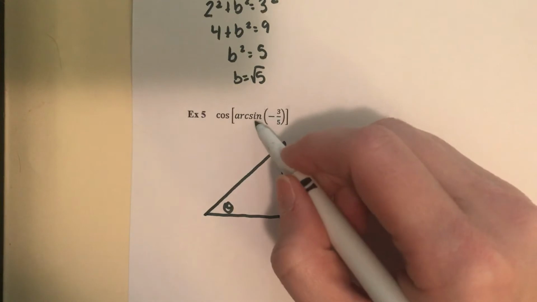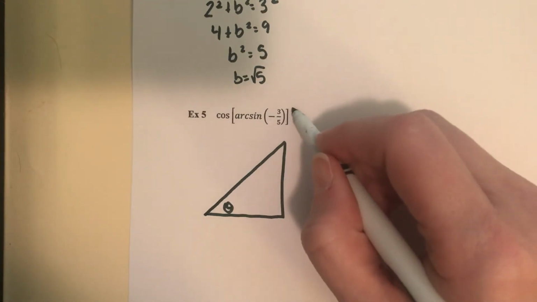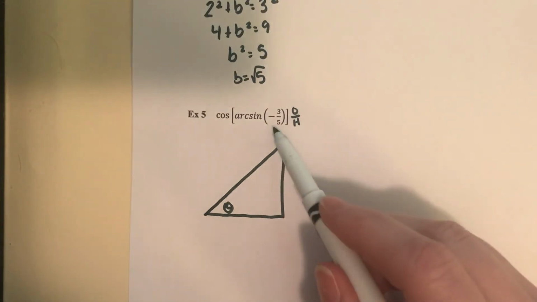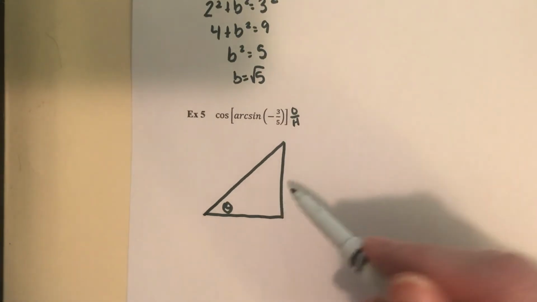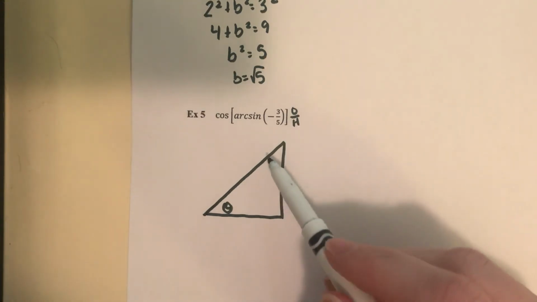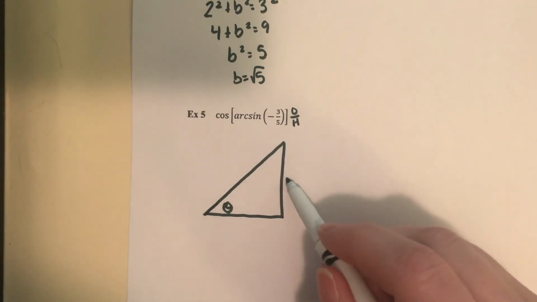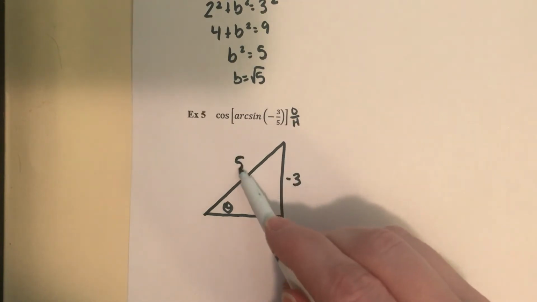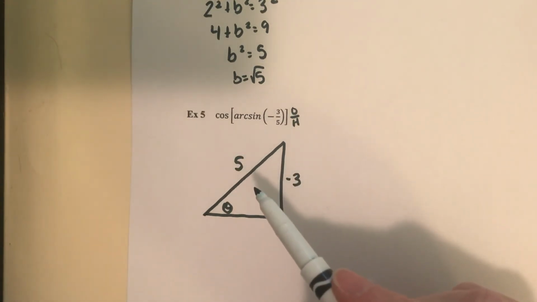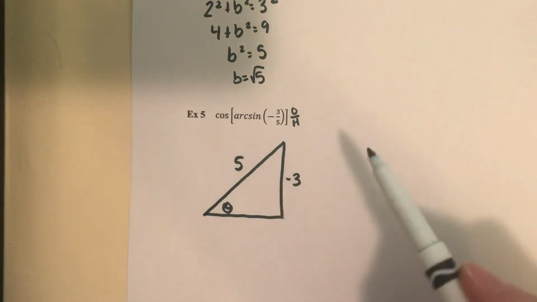So here we have arc sine, and sine is opposite over hypotenuse. So here we have a negative side. So this must not be a triangle in the first quadrant. So I'm going to label my opposite side -3. The hypotenuse is 5. Hypotenuse is actually always positive, right? Because you're squaring two numbers and adding them to get the hypotenuse.